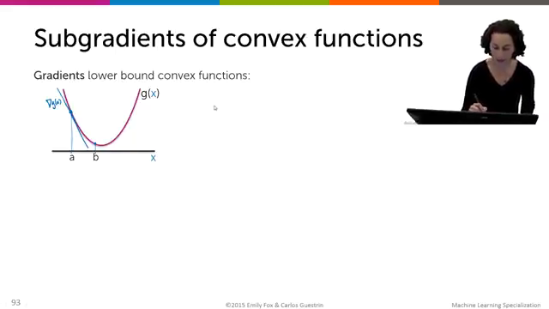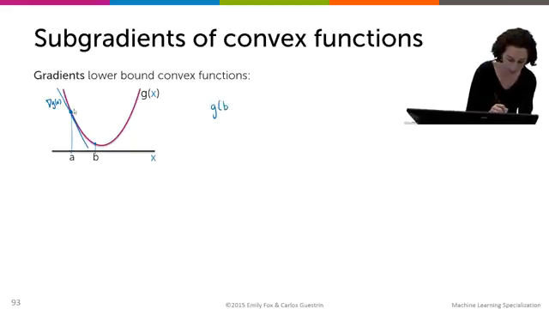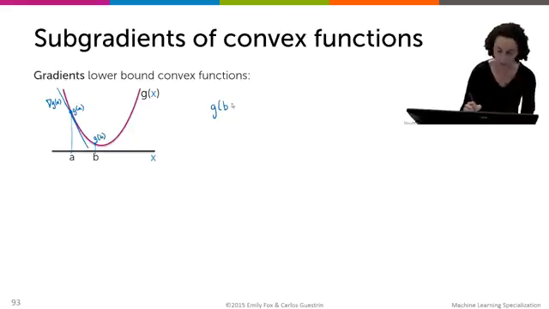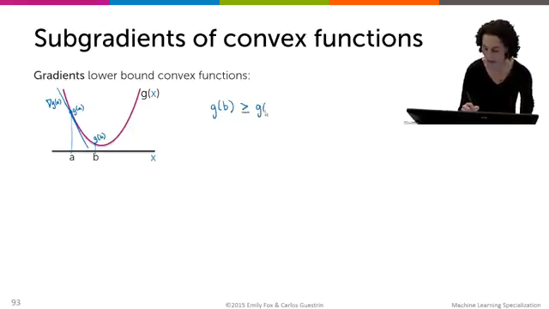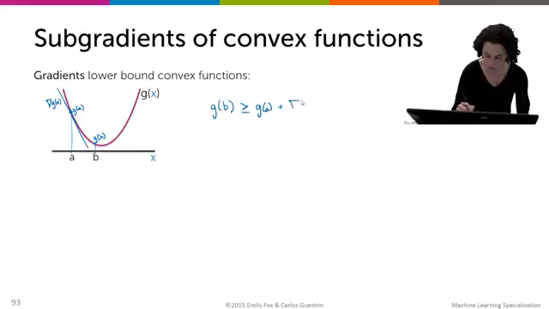Then what I have is that g at B. So just to be clear, this is g of A, g of B. So g of B is greater than or equal to g of A plus gradient of g of A times B minus A.